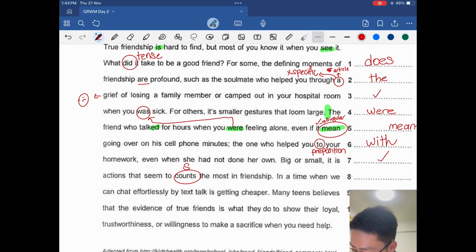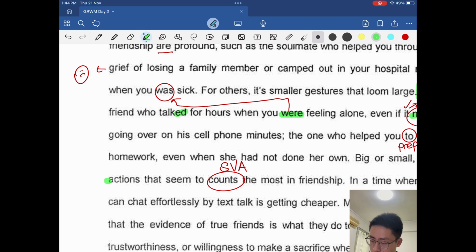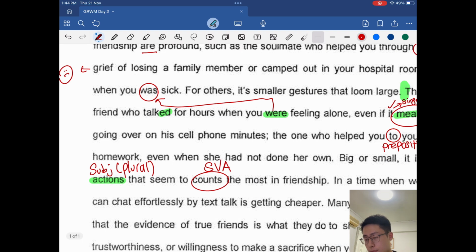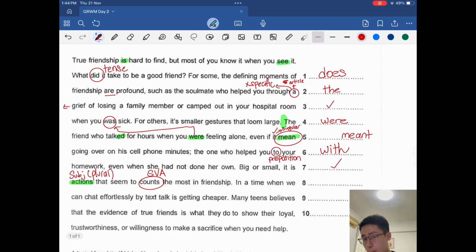So this is a subject-verb agreement issue. Okay, the subject here refers to, let me just highlight it in green, actions, correct? This is the subject. And this subject is plural. Because of that, the verb here, counts, has to be in its plural form as well. So we have to drop the S. So this should just be count, and this is a subject-verb agreement issue.